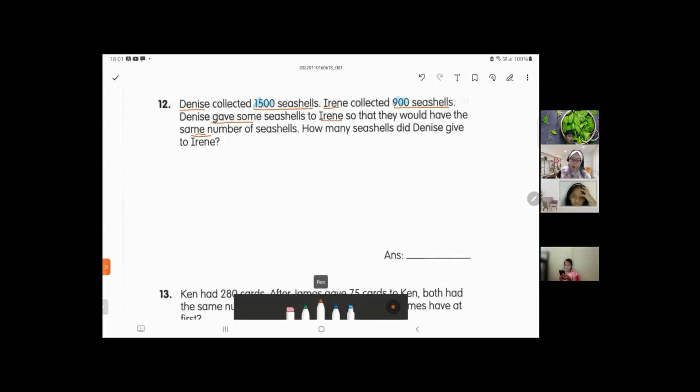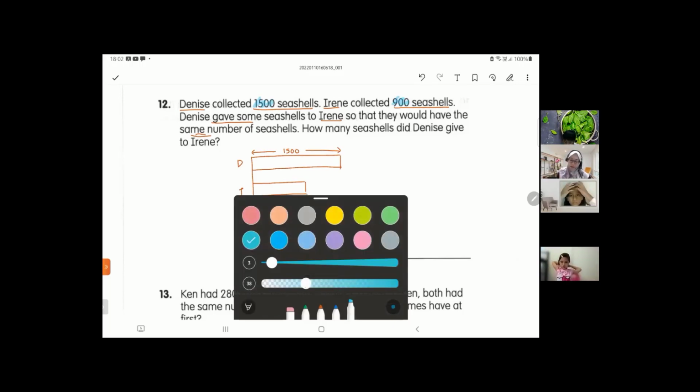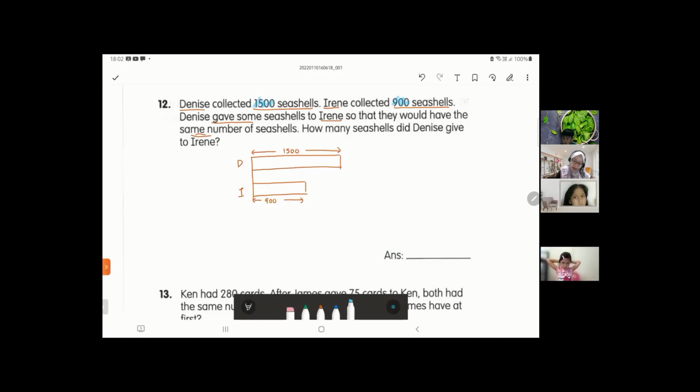right? So when I draw my model, I can draw out Denise and Irene, and Denise will be longer than Irene. This is Denise. And then this will be Irene, let's say about here. Okay, so Denise has 1,500 seashells like this. Then Irene has 900. Okay, what I want is, I want to know how many Denise must give to Irene so that they have the same number of seashells.